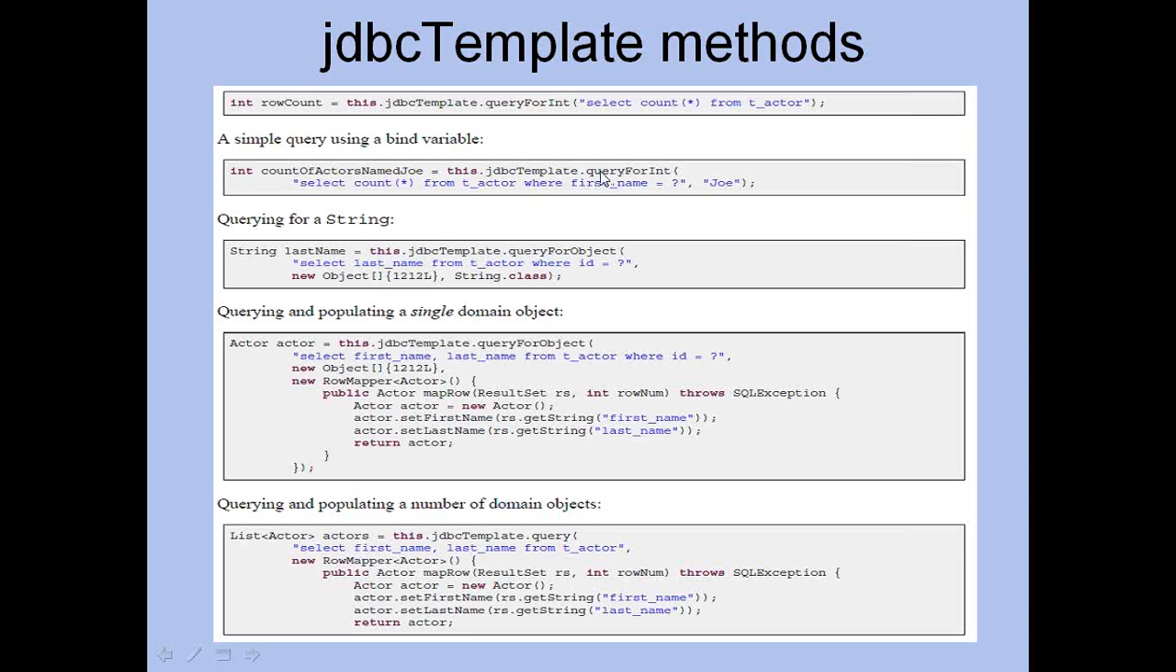Query for int will return an integer, whereas query for object will return an object. For that, you have a query here: select last name where ID equals, and to set the value you have to create an object, because you are creating a Long object here. This is not a primitive. So you have to create a new object of this, and you tell what the return type is using String.class. So query for object will return a String object. That is how you query for a string.